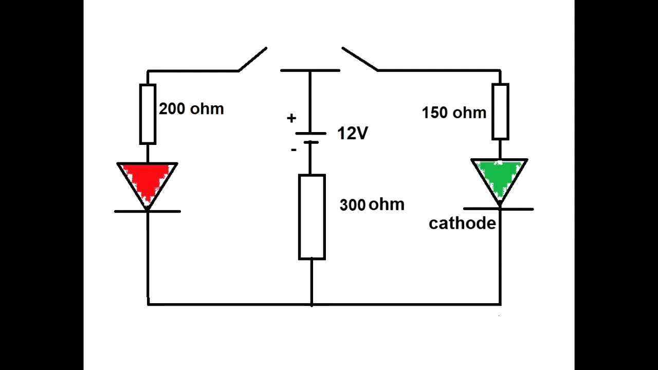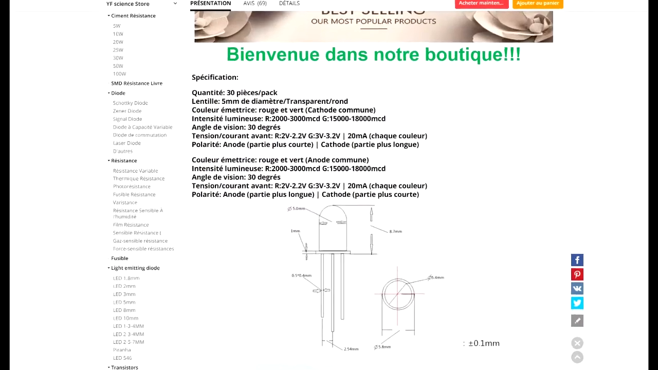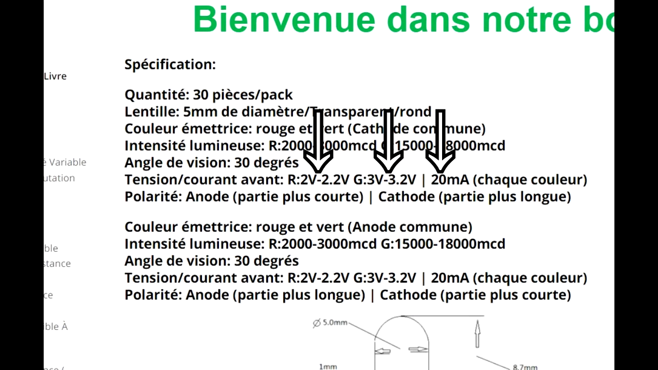In the technical datasheet you can see both colors won't use the same voltage and so not the same resistors. Here we have the technical datasheet, and you can see that the red color will use 2 volts to 2.2 volts and the green 3 volts to 3.2 volts, and 20 milliamperes current for each color.